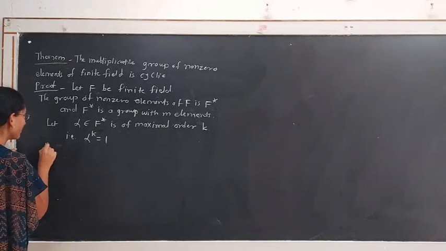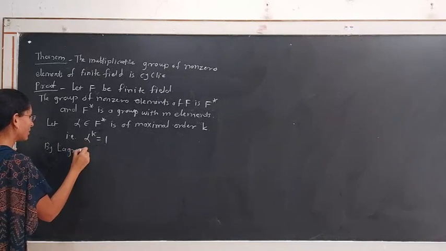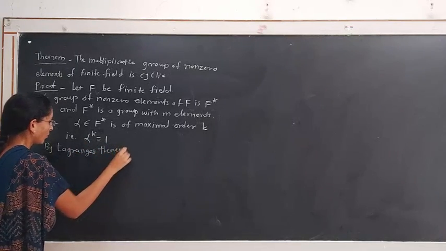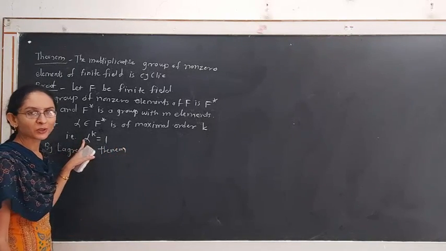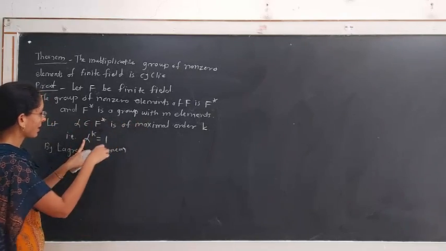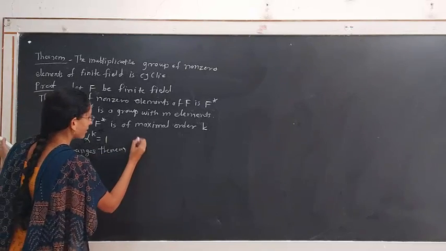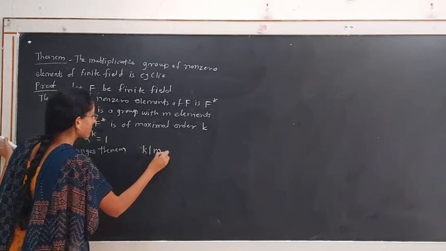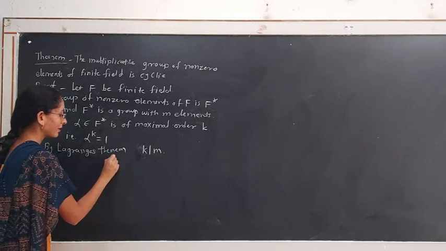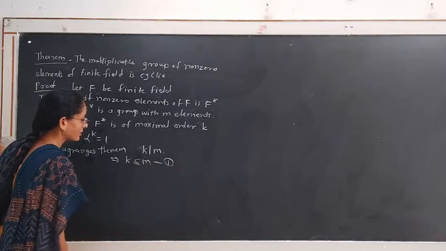By Lagrange's theorem, the order of any element of the group divides the order of the group. Here the order of the group is m and the order of element alpha is k, therefore k divides m. k is a divisor of m. This implies k is less than or equal to m. This is the first equation.